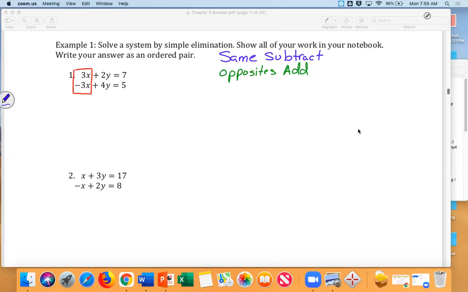Now, Andrew told me I'm going to add. Now, this is crucial. At this step right now, once I add or subtract, a variable should go away. 3x plus negative 3x, they cancel. So I like to cross them out. I don't like to write 0x. Annoys me a little bit. All right, they cancel. They were eliminated. 2y plus 4y is 6y.